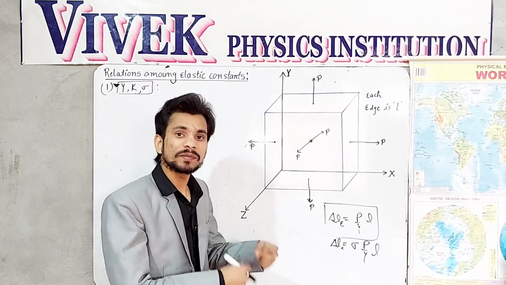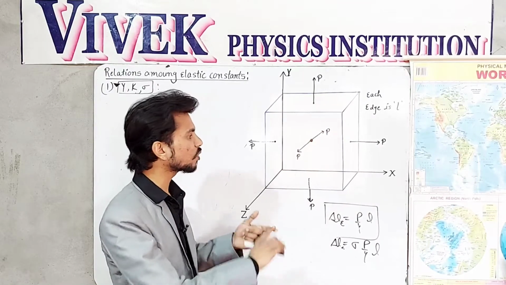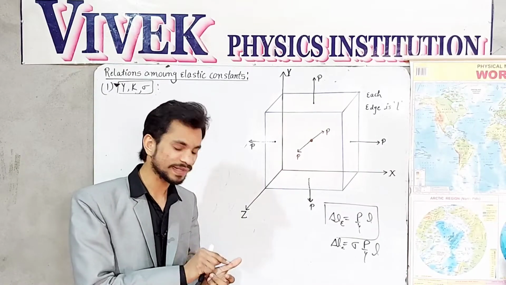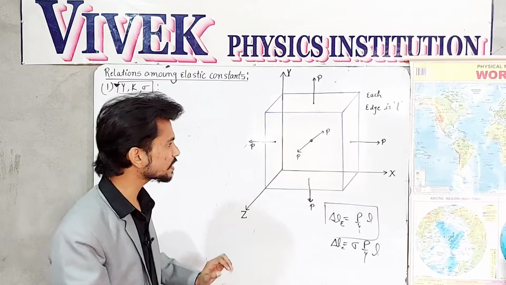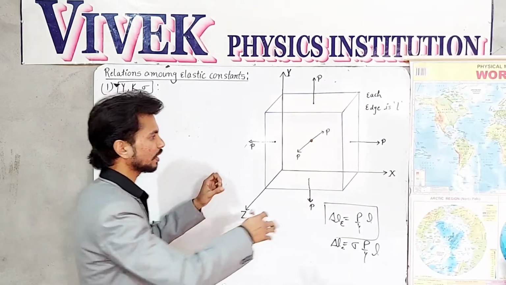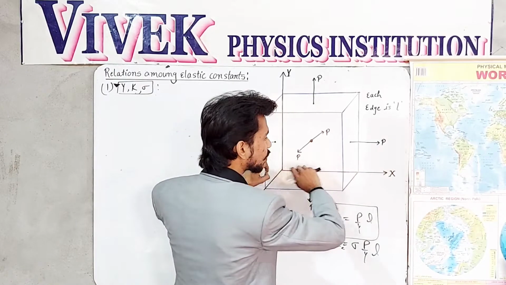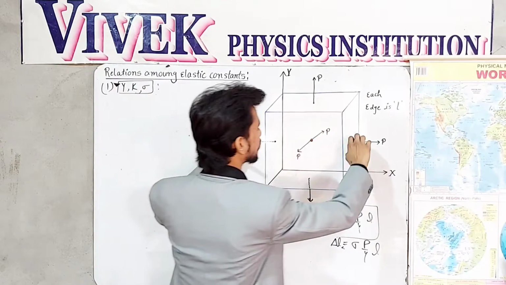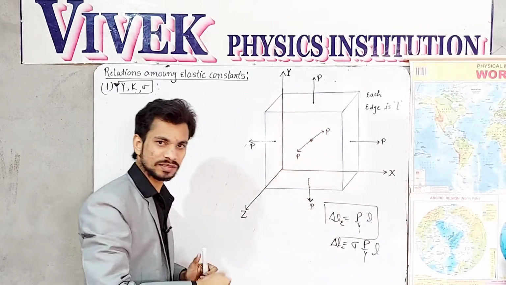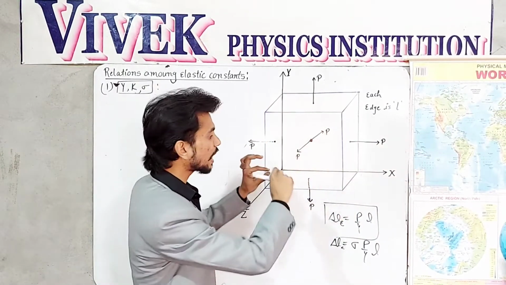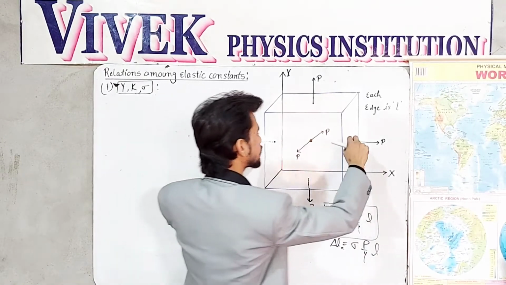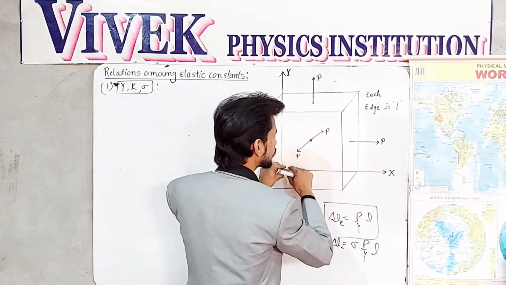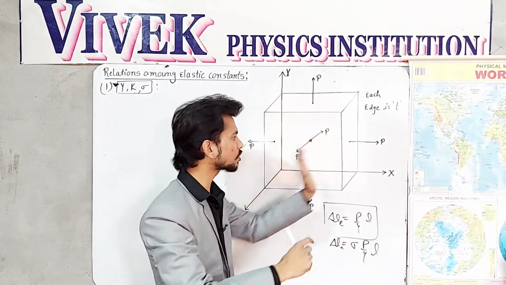So we will take one by one all the contractions and extensions along the x-axis, y-axis, z-axis respectively. First I am taking this normal stress which is along the x-axis, whether it is positive or negative. When I apply this normal stress along the x-axis, there will be an extension along the x-axis, because this is a normal stress along the x-axis. So this edge which is along the x-axis will be extended on account of this P.